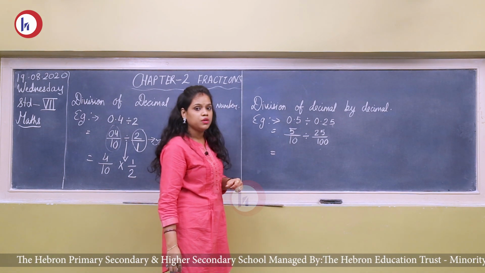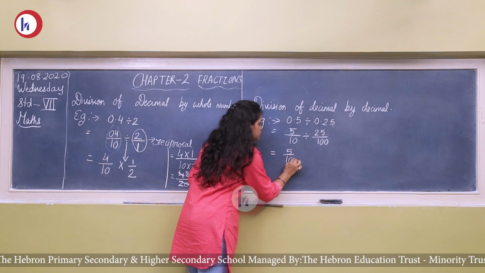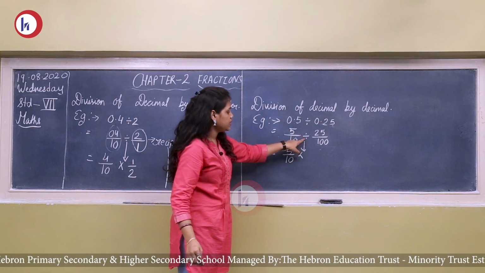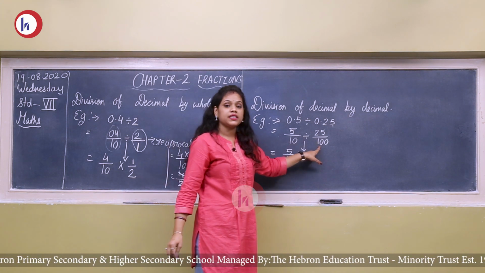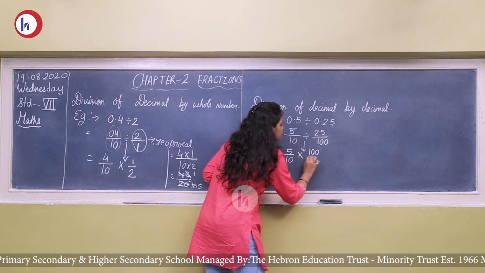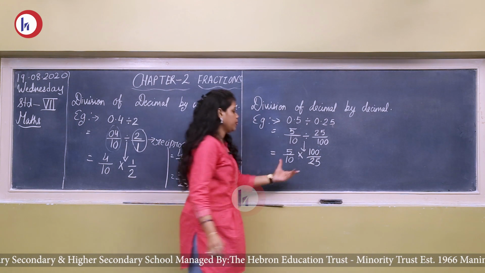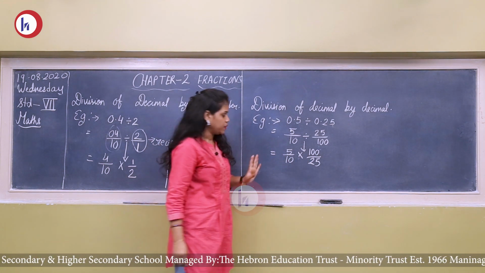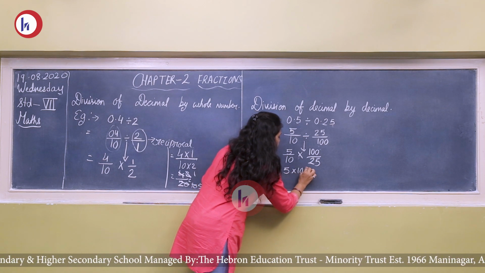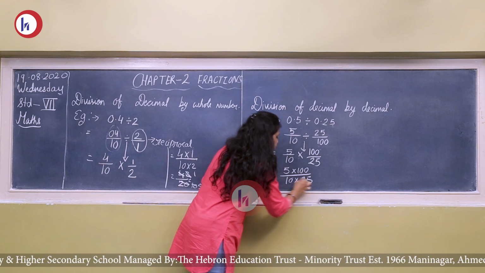Now in the division of fractions, what do we do? First part of the fraction will be as it is. Division will be changed to multiplication. As soon as we change division to multiplication, what do we do to the second part? Reciprocate. So the reciprocal of 25 upon 100 will give you 100 upon 25. Now you have to multiply the fractions. Multiply 5 into 100, that is numerator into numerator and denominator into denominator.